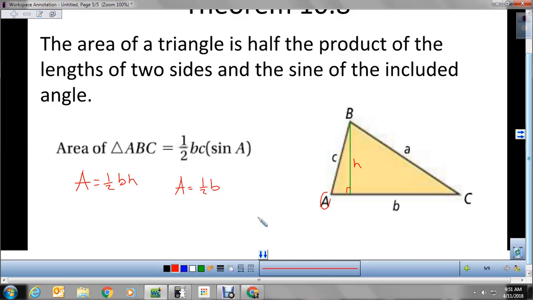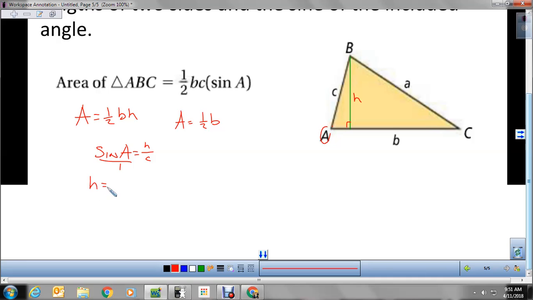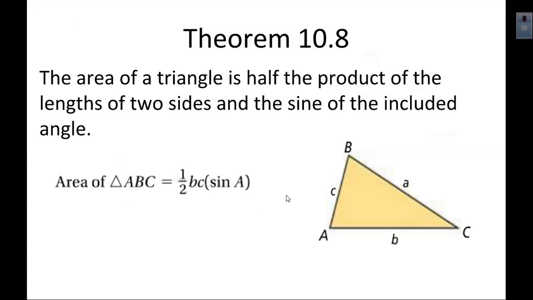So you could rewrite it: the sine of angle A is equal to the opposite, which is h, over the hypotenuse, which is c. Now, to figure out what to plug in for h, we solve for h. We could cross multiply and have h equal to c times the sine of A. If we plug this value in for h in our problem, then instead of 1/2 the base, which is b, times h, we have 1/2 b c sine A, and this is how this formula was derived.